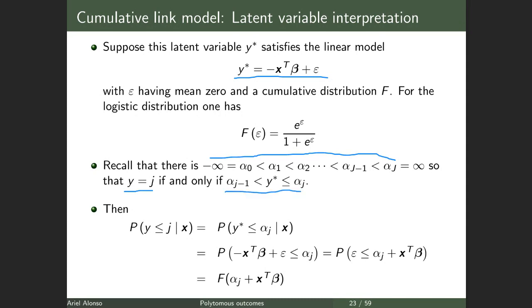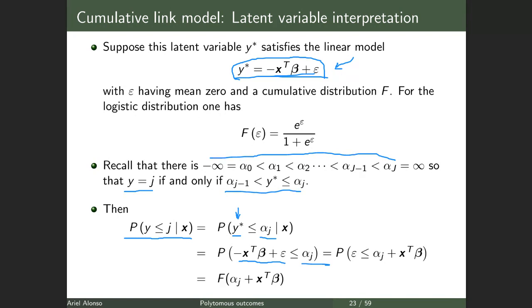And now, if this model is correct, you can ask, what is the probability that my ordinal response Y is going to be smaller or equal than j? Well, that's the probability that the latent variable is going to be smaller than alpha j, right? Now, the latent variable follows this model over here, so the only thing I need to do is plug it in here. And once you do that, you get that x transpose beta plus epsilon is smaller than alpha j.